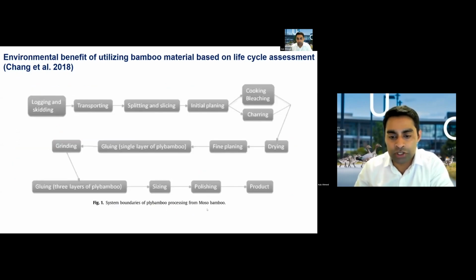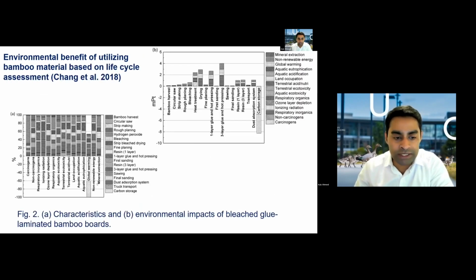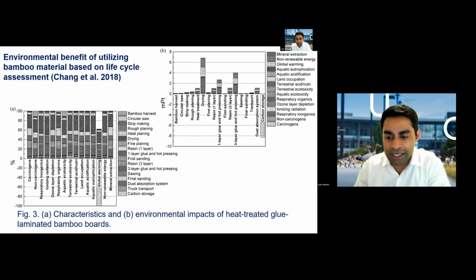And all the engineered products are from Moso bamboo, the paper particularly focuses on Moso bamboo. So all the different stages have been accounted for, and quite detailed information is there with regards to what kind of impact it has at different stages, such as bamboo harvest or transport. And they have compared two particular scenarios. So this is when you bleach treat it. And another comparison is actually the same comparison, but this is for heat treated.